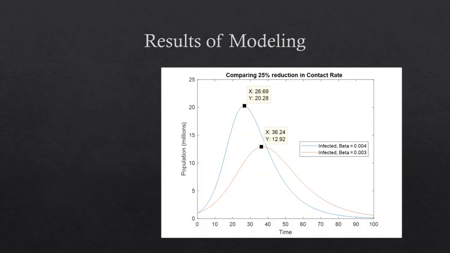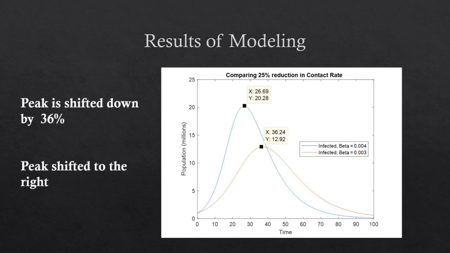Here, we've isolated the infectious curves from the previous plot. The blue was the first run with a 0.004 contact rate. The red curve shows the results from a 25% decrease in the contact rate to 0.003. The peak has been shifted, but it's not a 1-to-1 ratio with the change in the beta value. The shift to the right means that the rate of infection is more spread out.